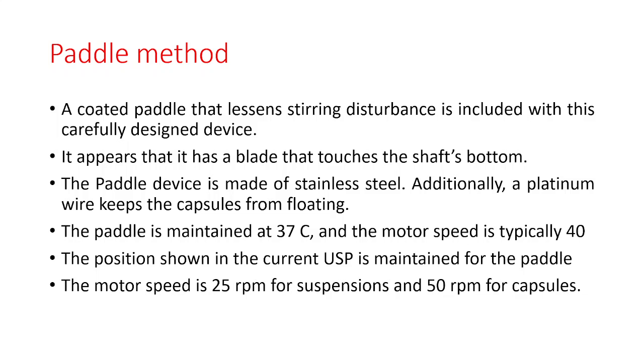The next model is the paddle method. A coated paddle that lessens stirring disturbances is included with this carefully designed device. It has a blade that touches the shaft bottom. The paddle device is made of stainless steel. Additionally, a platinum wire keeps the capsules from floating. The medium is maintained at 37 degrees Celsius and the motor speed is typically 40 RPM. The position shown in the current USP is maintained for the paddle. The motor speed is 25 RPM for suspensions and 50 for capsules.